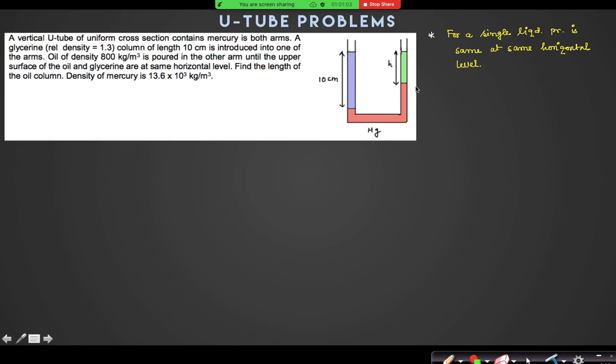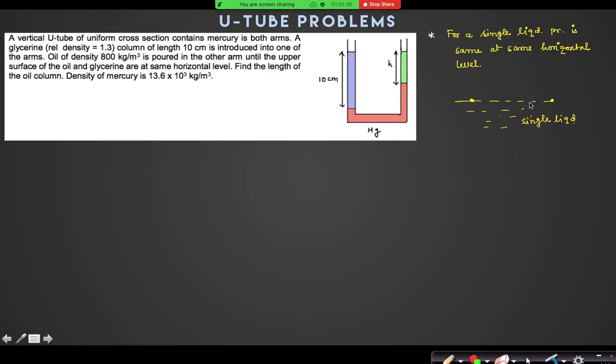Right? So suppose a liquid is there, right? So this level and this level will have the same pressure if below this line there is only one liquid, a single liquid. The condition should be that a single liquid should be there.